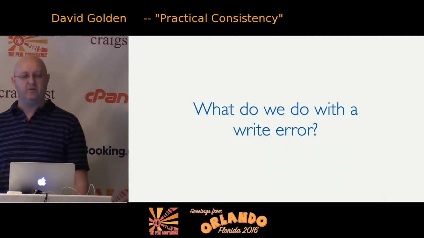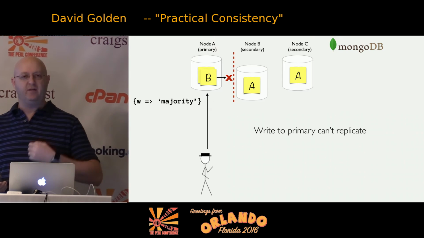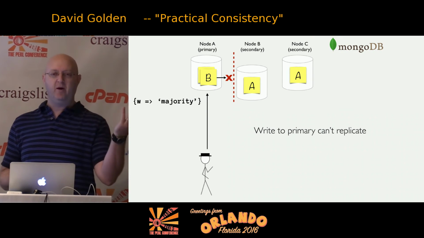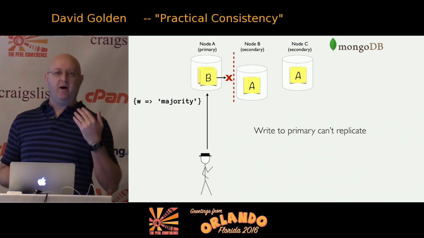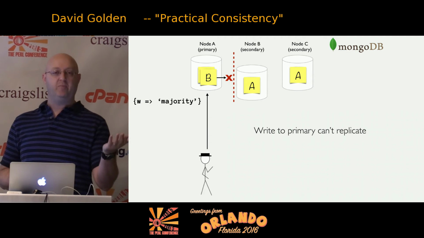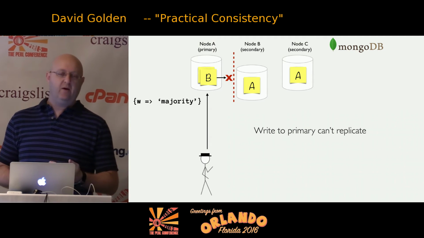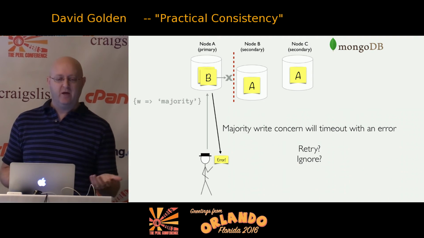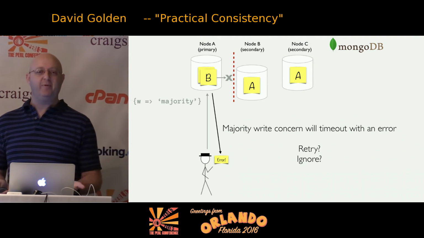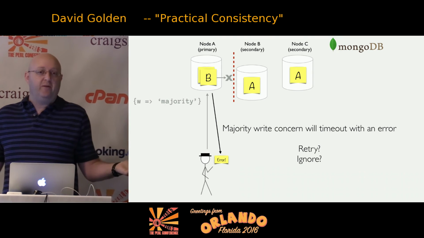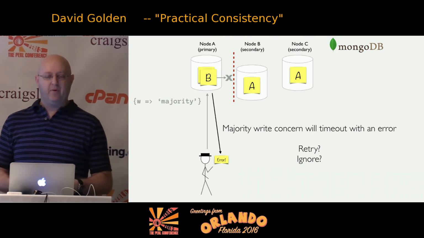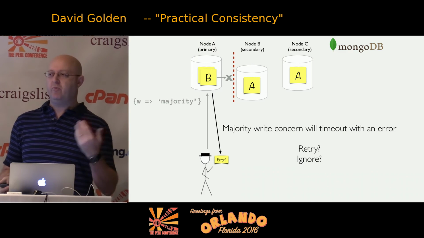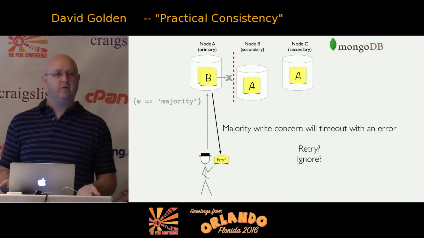Another thing to think about is, what do we do with a write error? So we go back to the situation where we're doing a W majority write up to the primary, so we're saying, I only want to hear back if this has reached a majority of the other nodes. Well, one situation is you could just block forever on that, but typically you have some sort of a timeout. And when the timeout happens, you get a message back saying, error, couldn't do it in the time you specified. Then you know that your write has failed, but now what do you do? Do you retry it?